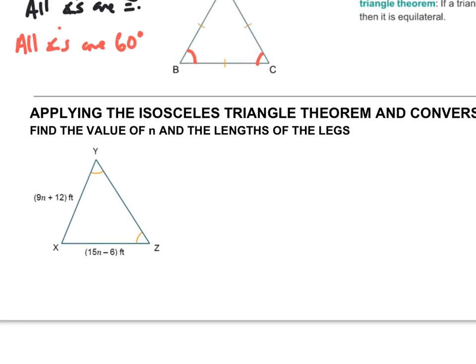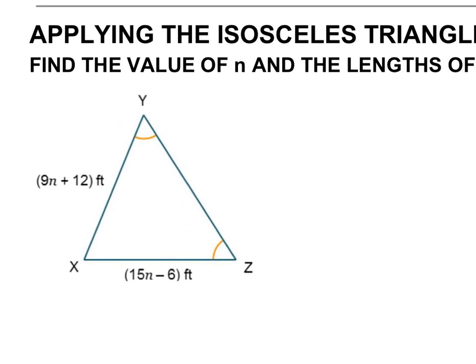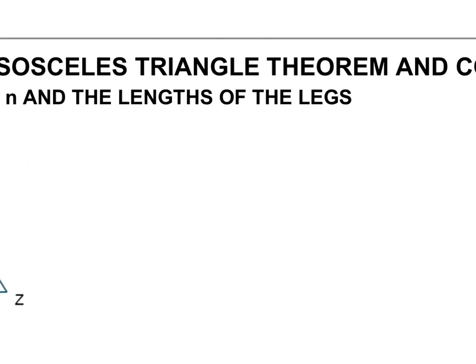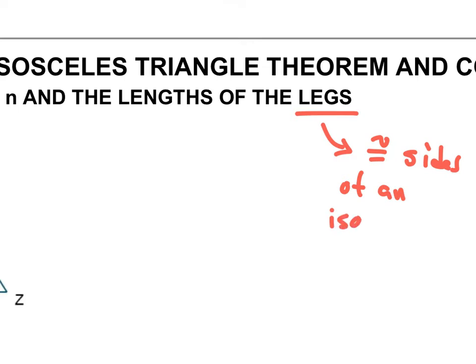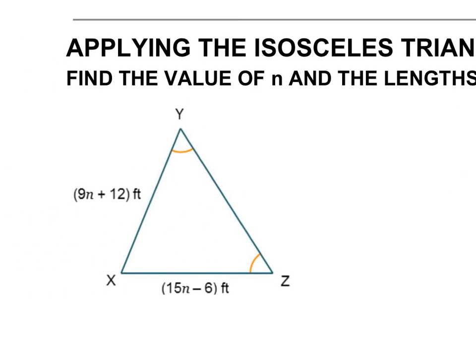And it says applying the isosceles triangle theorem and its converse, find the value of n and the lengths of the legs. Okay, and the legs are the congruent sides of an isosceles triangle.